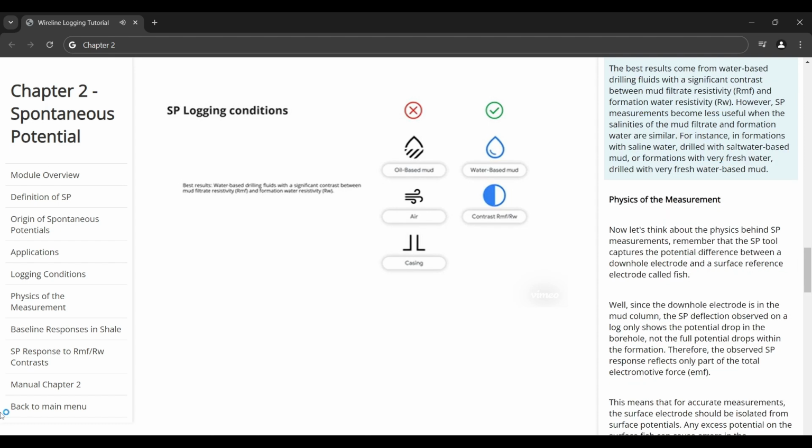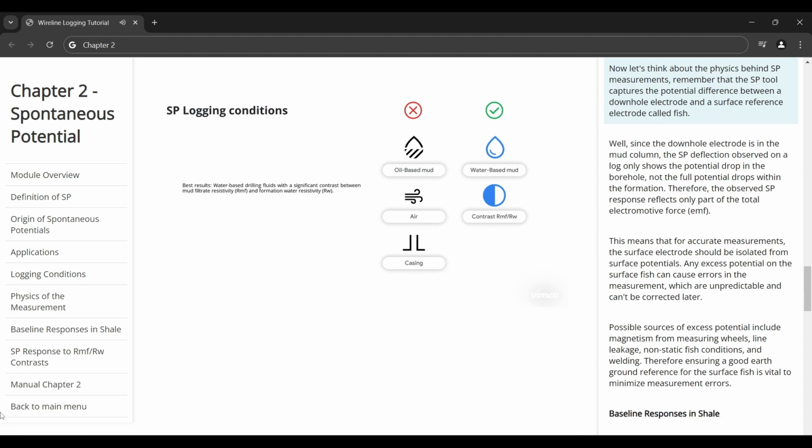The best results come from water-based drilling fluid with a significant contrast between mud filtrate resistivity and the formation water resistivity. However, SP measurements become less useful when the salinity of the mud filtrate and formation water are similar. For instance, in formations with saline water drilled with saltwater-based mud, or in formations with very fresh water drilled with very fresh water-based mud.